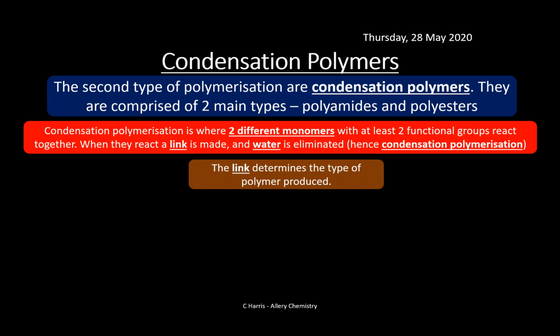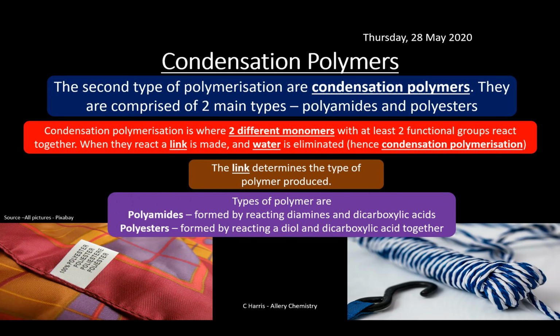Okay, and like I say, that link is determined by which molecules we actually bond together. Is it going to be a polyamide with an amide link, or is it going to be a polyester with an ester link? So you can see here the types of polymers are polyamides. These are formed by reacting diamines and dicarboxylic acids together, and polyesters are formed by reacting diols and dicarboxylic acids together. Okay. So the key thing here is we've seen diols and dicarboxylic acids, but we need two alcohol groups either side of the monomer, and we need two carboxylic acid groups or two amine groups either side of the monomer molecule to form your polymer.